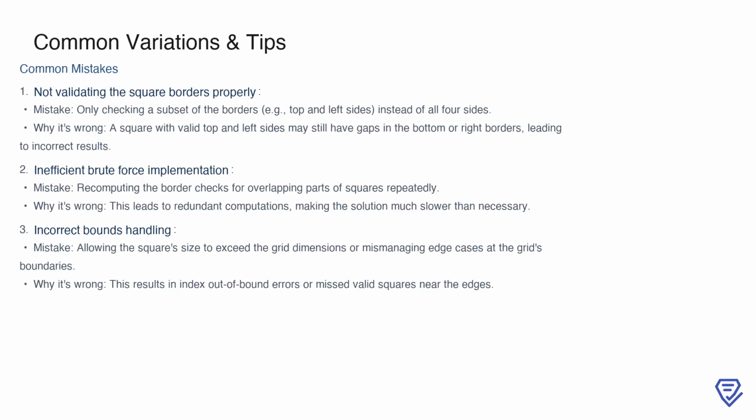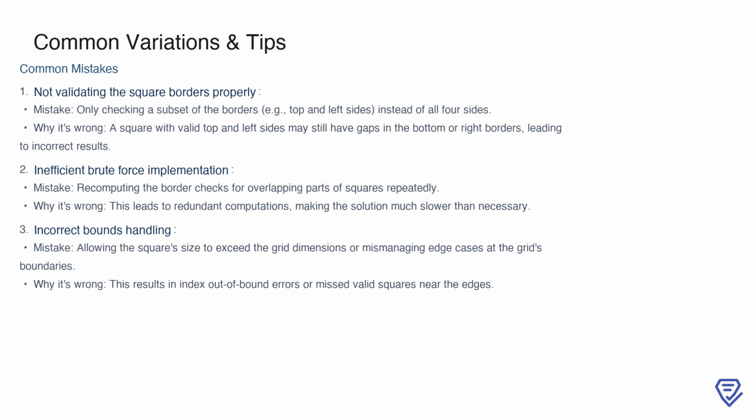When solving this problem, there are a few common mistakes that can derail your approach. First, not validating all four sides of the square is a frequent issue. For example, if you only check the top and left borders, you might miss gaps on the bottom or right sides, which means the square isn't valid. To avoid this, you need to ensure that all sides are properly checked.